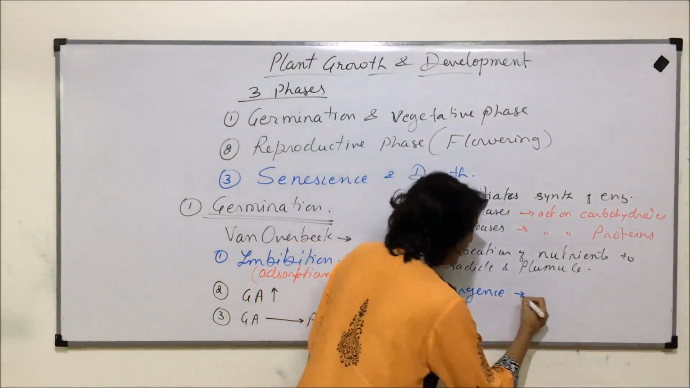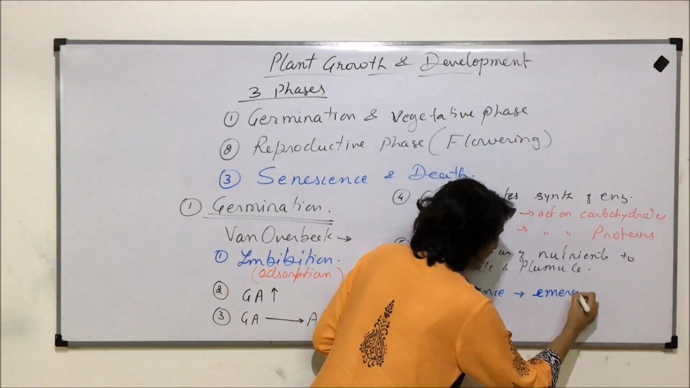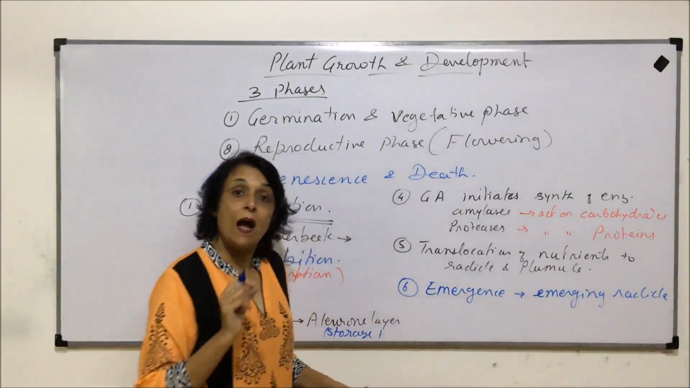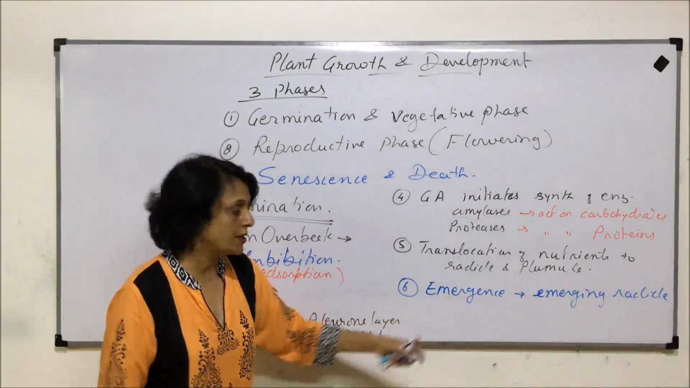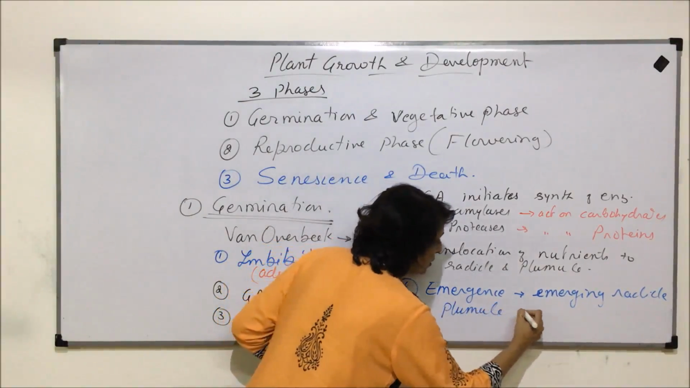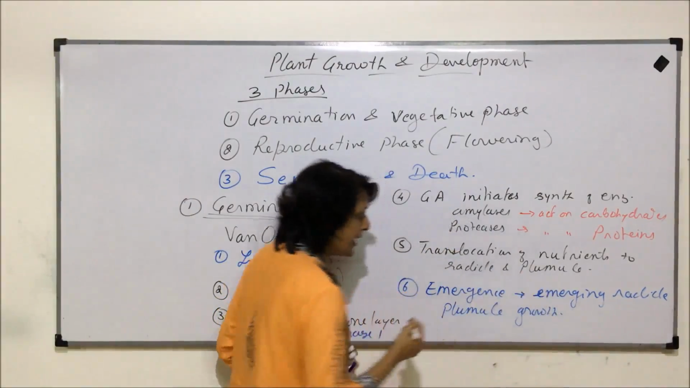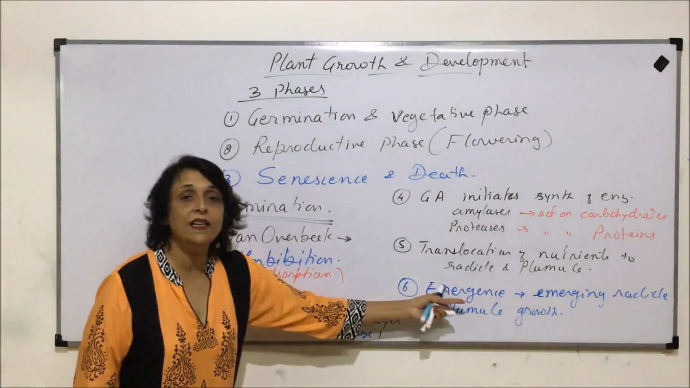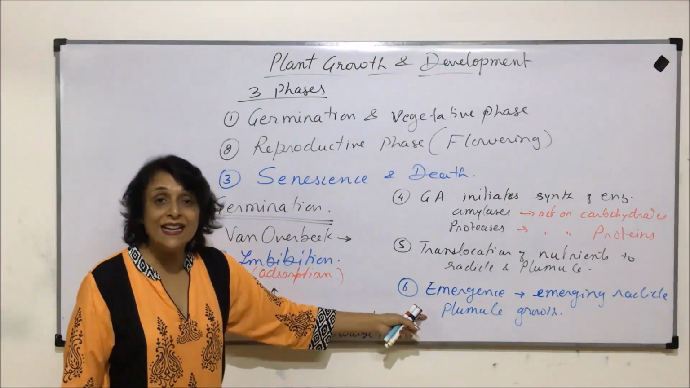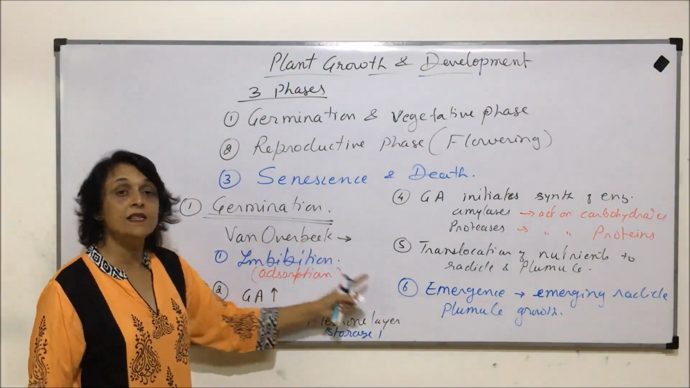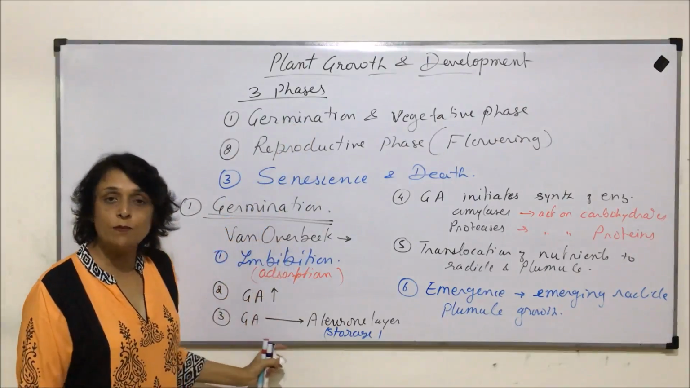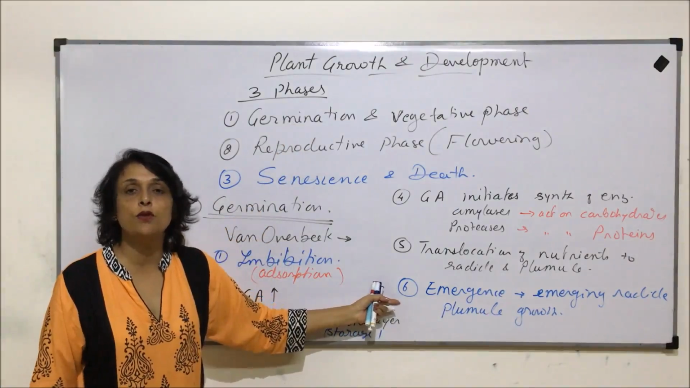Emergence means emerging radicle. When radicle comes out, that is what is known as emergence, and this will be immediately followed by plumule growth, and now the embryo would have radicle and plumule, and that is what we call the seedling or the baby plant, which indicates that now the seed has germinated. So in the first phase, germination takes place, and this baby plant which is formed is going to grow.